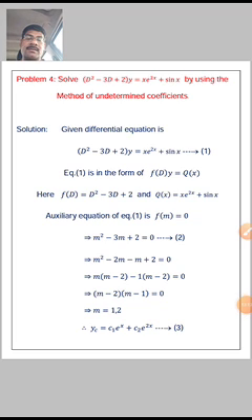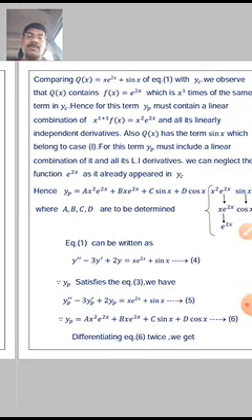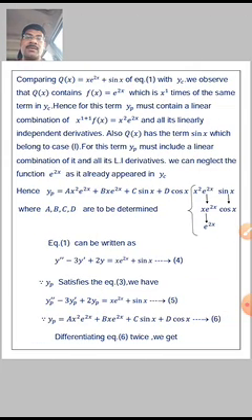The auxiliary equation of equation 1 is f of m is equal to 0. Therefore m square minus 3m plus 2 is equal to 0. We are getting the two roots, m is equal to 1, 2. yc is equal to c1 e power x plus c2 e power 2x. Now comparing the q of x, x e power 2x plus sin x, of equation 1 with yc, we observe that q of x contains f of x is equal to e power 2x, which is x power 1 times of the same term in yc.